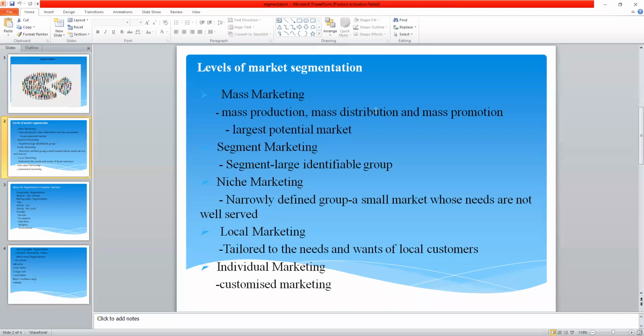Now, this is about the levels of market segments. It depends upon the companies where they want to start or initialize the process. Usually any company can enter into individual marketing, or they can go for mass marketing also, based upon the offering and the type of demand for that offering.